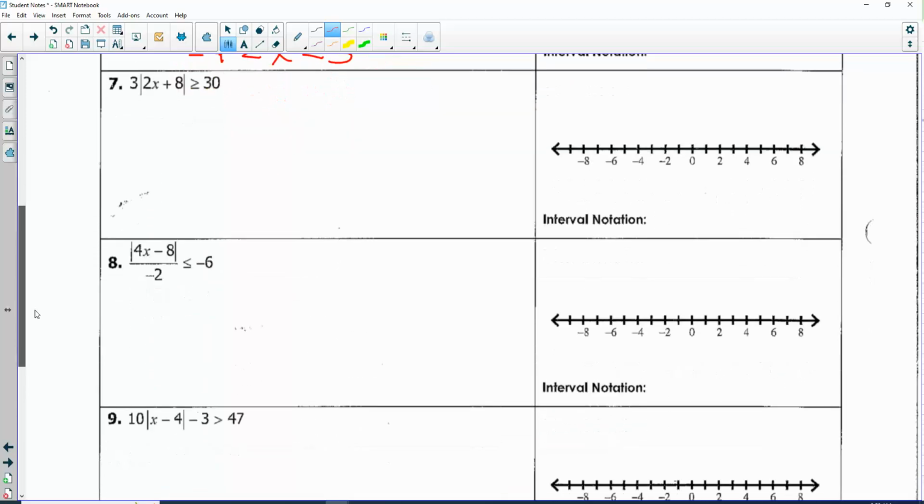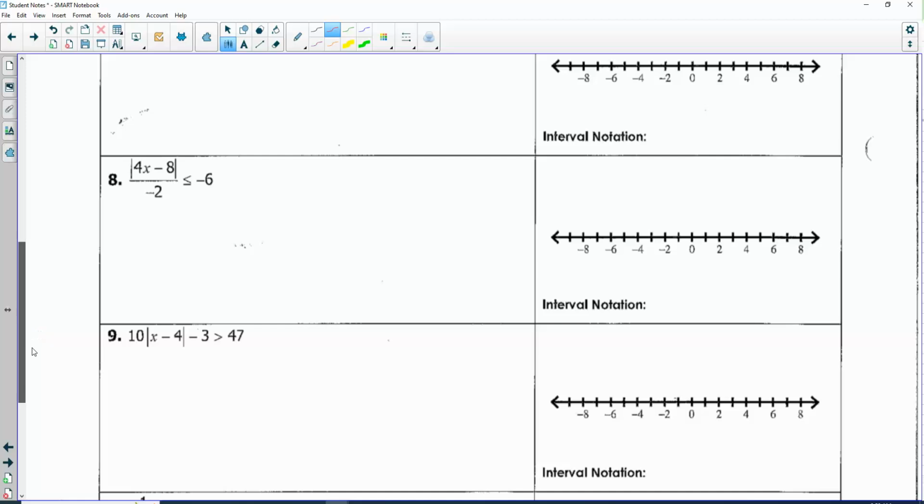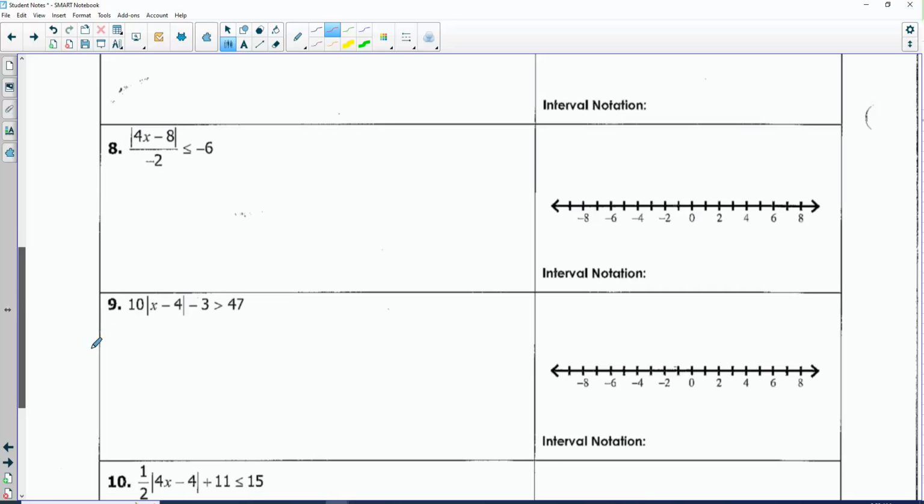Let's go to number 8. So if I look at this, I need the absolute value by itself first. How am I going to get that absolute value by itself? Okay. If you multiply by a negative number, it switches the sign. So we have the absolute value of 4x minus 8 becomes greater than or equal to 12. This is the step I look at to decide and or. So we're looking at it when the absolute value's by itself.